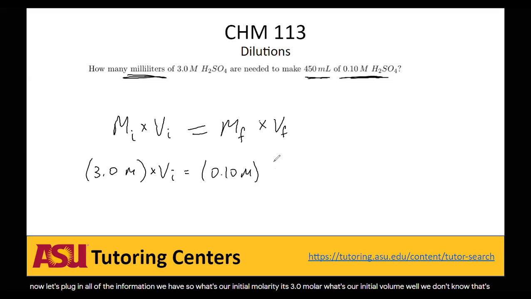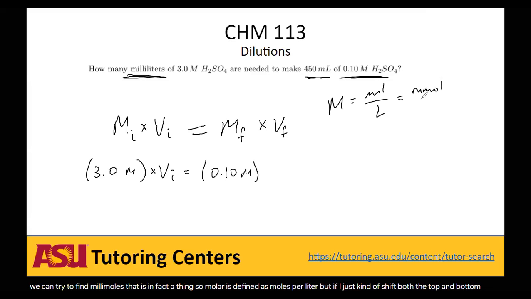It's 450 milliliters. Now, we could convert it to liters, because again, how is molarity defined? It's moles per liter. So we could leave it at 450. We could convert it to liters, because we'd kind of have to do that to cancel out the liters. But what we can do instead is, instead of trying to find moles, we can try to find millimoles. That is in fact a thing. So molar is defined as moles per liter. But if I just shift both the top and bottom down by 10 to the negative 3, I could also define it as millimoles per milliliter.